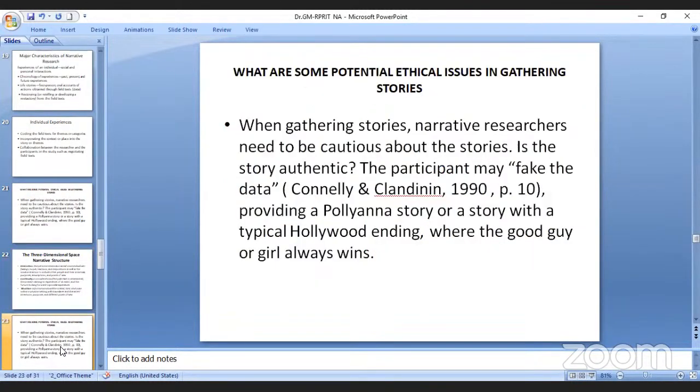Then some potential ethical issues in gathering stories. So when gathering stories, narrative researchers need to be cautious about the stories. Are the stories authentic? The participant may make fake data and provide a Pollyanna story or a story with a typical Hollywood ending, where the good guy or girl always wins.